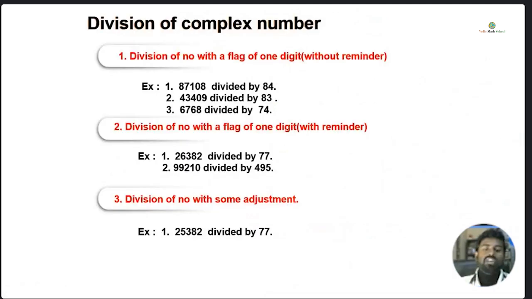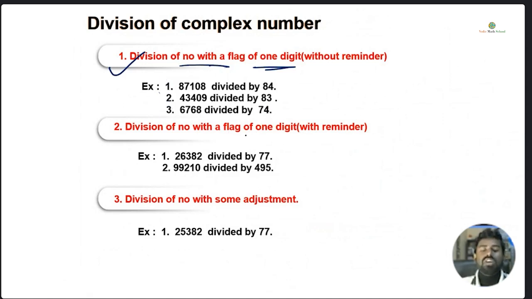Got it? So now recap. What is the recap? The first recap was that we had discussed division of numbers with a flag of 1 digit. So these are the numbers having only a 1-digit flag, right? These are the examples we had done. If you want to solve the questions, you can solve them. You can write all these questions down as homework.